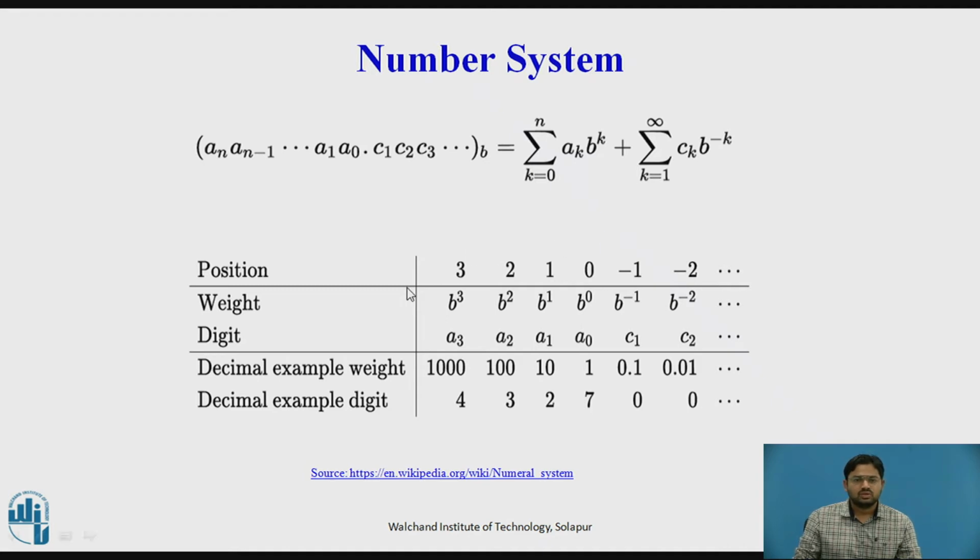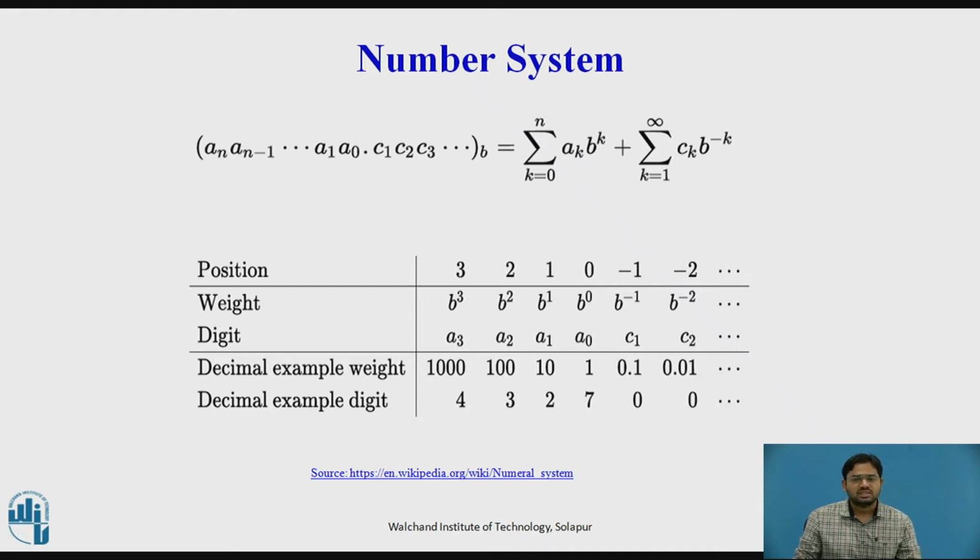Depending upon the position, this is at the 0 position, this is at the 1 position, and we can define the weight of each. If the base is 10, then 10 raised to 3 is 1000. If the base is 2, then 2 raised to 2 is 4. And if the base is 10, then 10 raised to 2 means 100. So this is defined for the decimal number system, and obviously these digits are the symbols possible in the decimal number system.